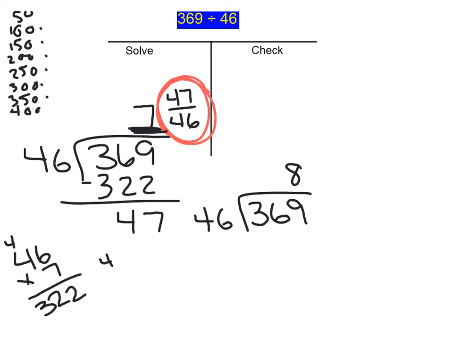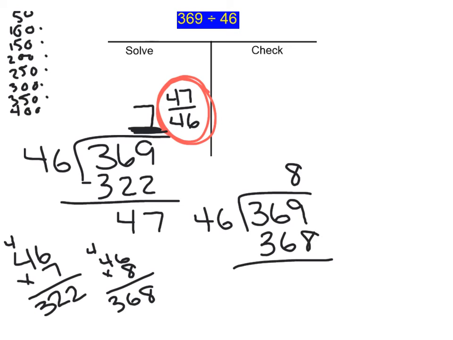So now we need to do 46 times 8 because 7 wasn't big enough. 8 times 6 is 48. 8 times 4 is 32, plus 4 is 36. So we have 368. We have 1 left over out of 46. So our answer is 8 and 1 over 46.